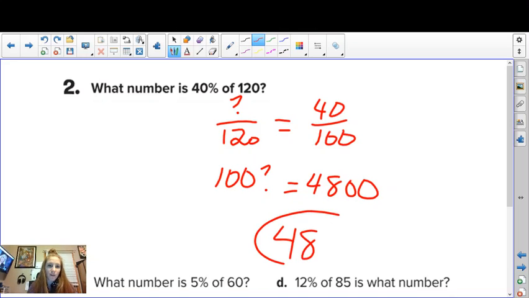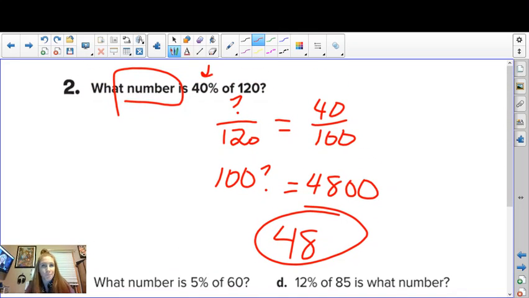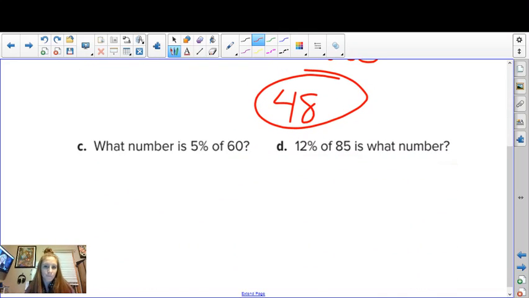Now, since I'm looking for a number, there's no percent on this answer. Or I could say, I was given a percent in the question, so I don't need a percent sign in this problem. All right, C, what number is 5% of 60? 60 is the total. I'm looking for the part. I have 5 over my 100%.